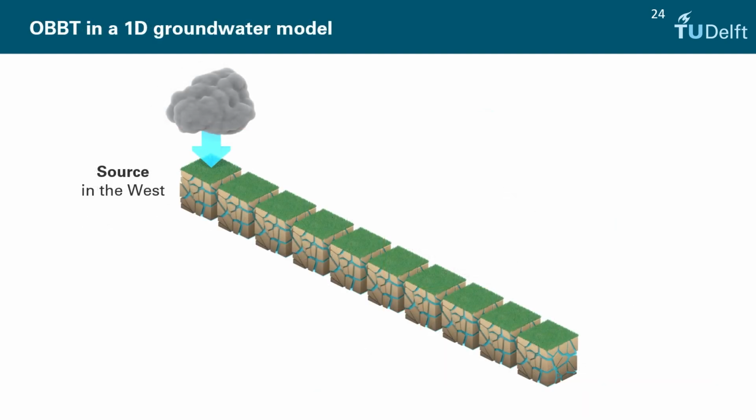Now, finally, in the time that remains, let us demonstrate the performance of this optimization-based bound tightening in a simple 1-dimensional groundwater model. This model is steady state. It is 10 cells where we have water flowing in on the left side and water coming out on the right side. There's no water added or removed in between.